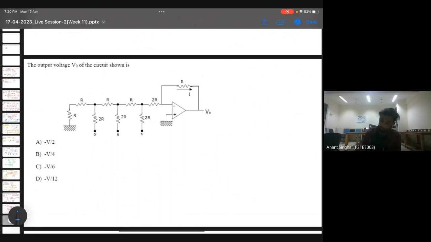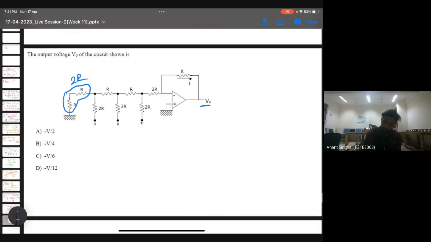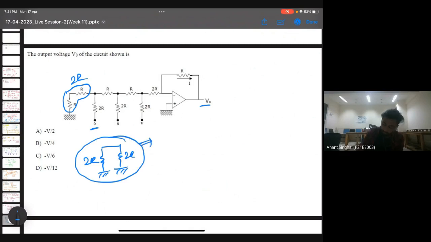It says the output voltage V naught is given by. So we'll apply something. These both resistances are in series, so this will be 2R. Since this is also ground, let me try to make the circuit. This will be 2R to ground, and this will be again 2R to ground. So these both are in parallel, and this will be nothing but R with a ground.